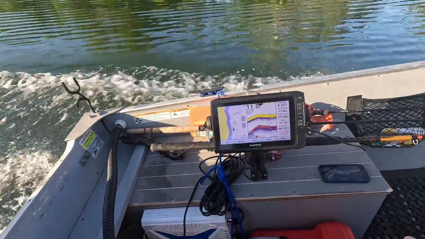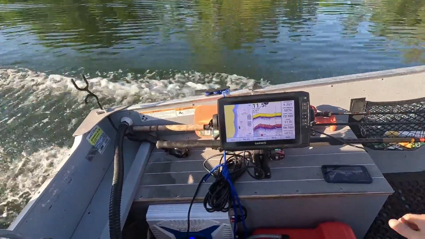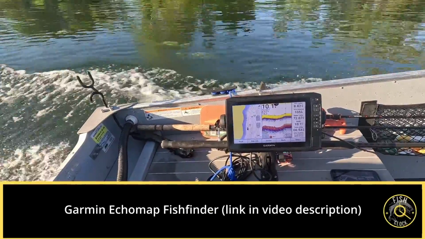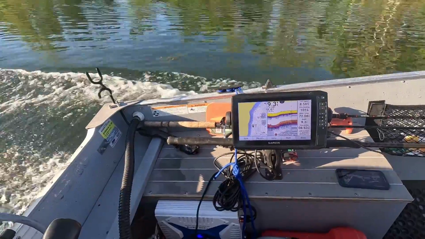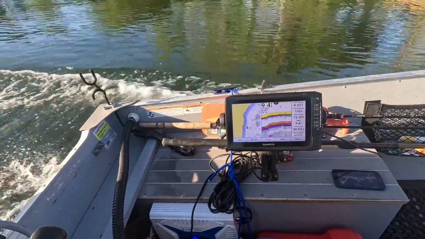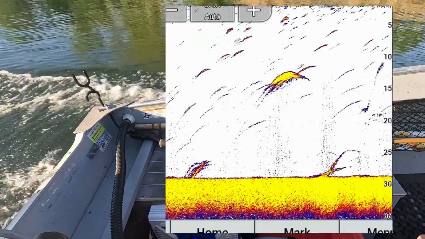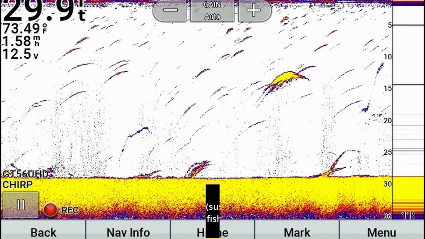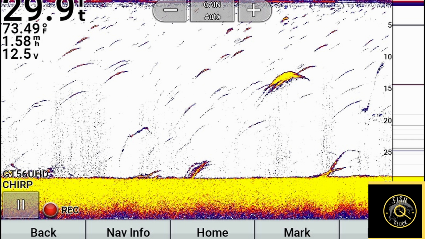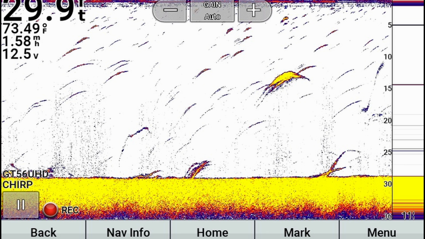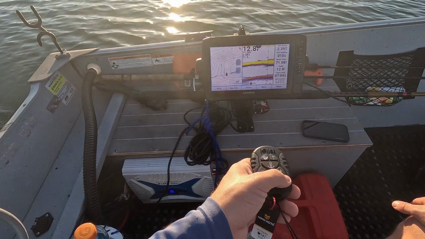So I'm out at Inks Lake and it's about an hour before sunset. I'm working with a very limited amount of time, so I spend the first 30 minutes scanning over different pieces of structure. I was even able to take a screenshot of what I would consider an inactive fish. The reason that I consider this fish inactive is because it does not relate to structure, is not schooling or seen next to other fish, and there were no bait fish present. Now you know what to not waste your time with. Now, let's actually look for active fish.